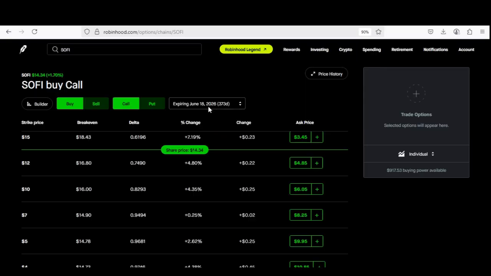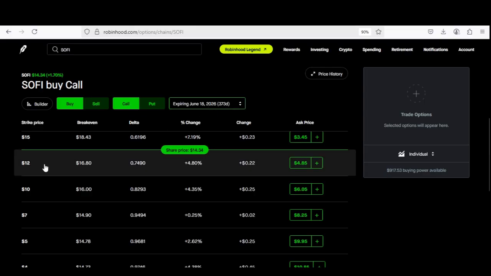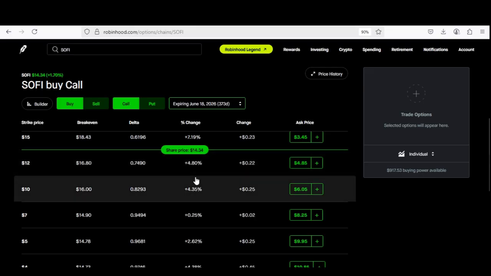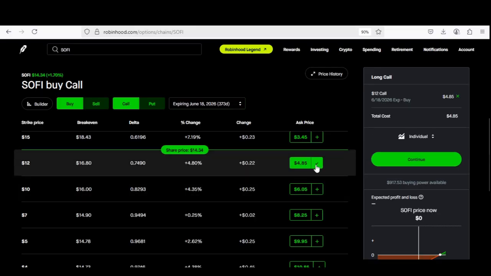And then we're going to be looking at the price we saw at the 200-day moving average. Now that price is not here, so we're going to go for the next best, which is going to be $12. And now we're going to have to pay.